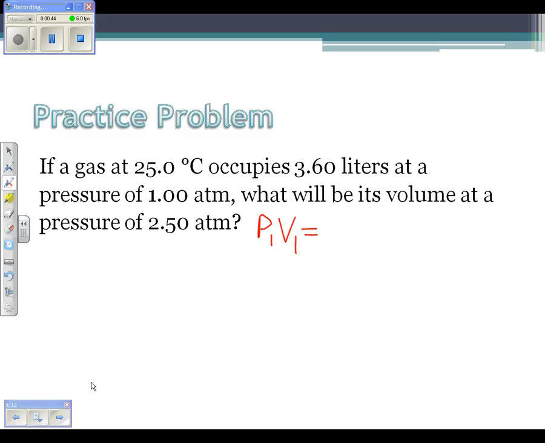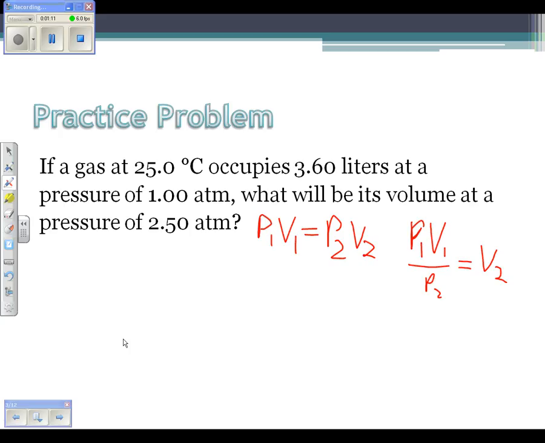In order to solve this problem, we need to know what we are solving for. So we know that when the pressure is at 1 atmosphere, the volume is at 3.6 liters. So P1 equals 1 atmosphere, V1 equals 3.6 liters. Then we know that P2 equals 2.5 atmospheres. That means we are solving for V2.